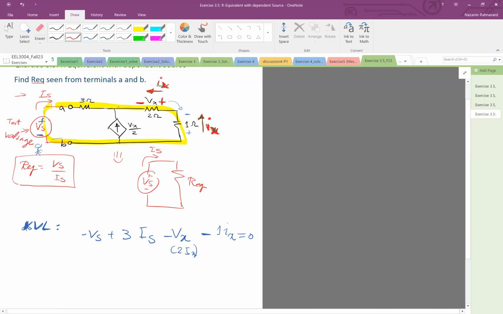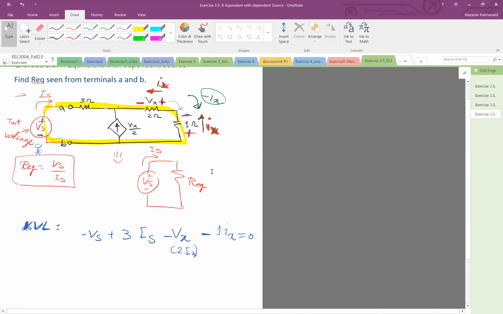And then, because this is Ix going this way, the polarity would be here like this, so again you hit the negative. So negative 1 Ix. You can do this, or you could also say it this way: if Ix is this way, then negative Ix is this way. So R times negative Ix. So you had 1 times negative Ix.